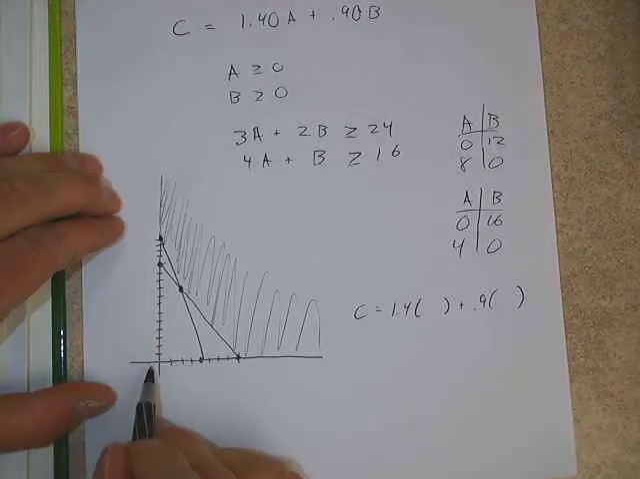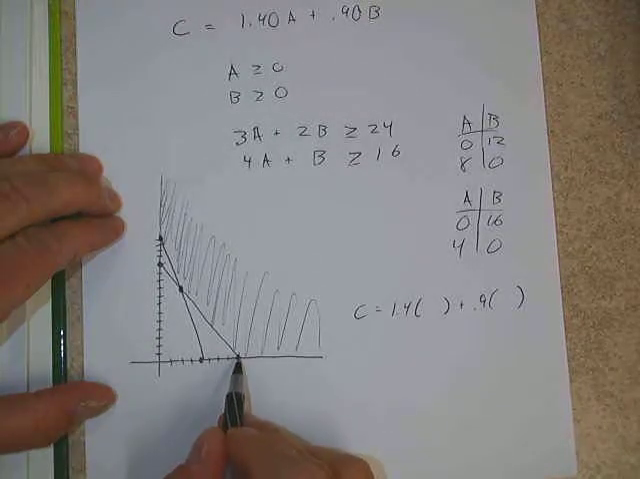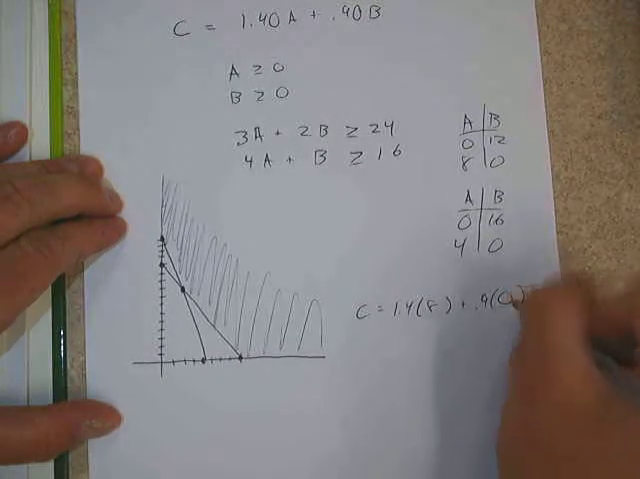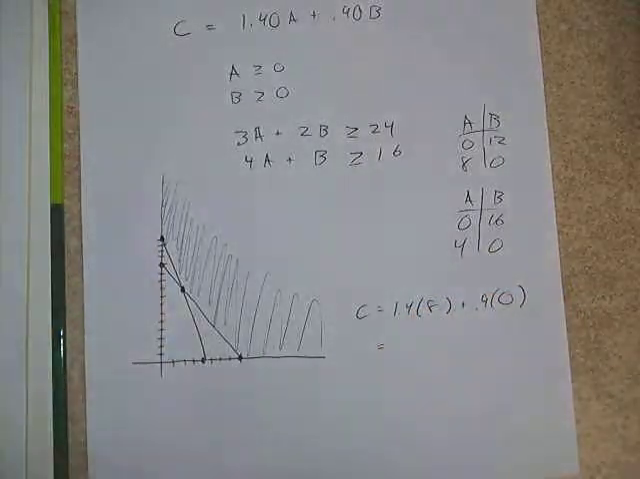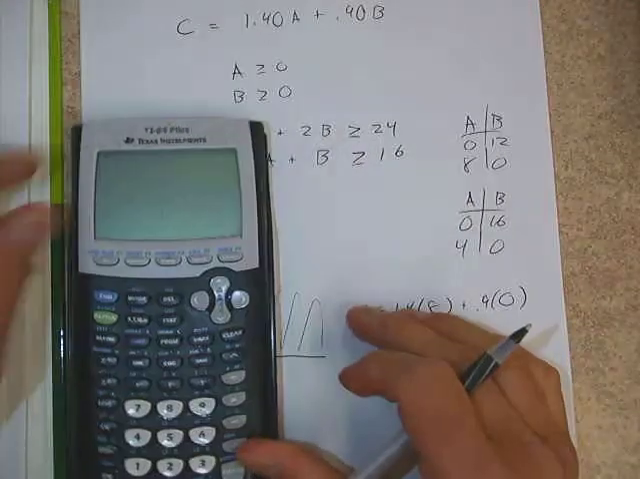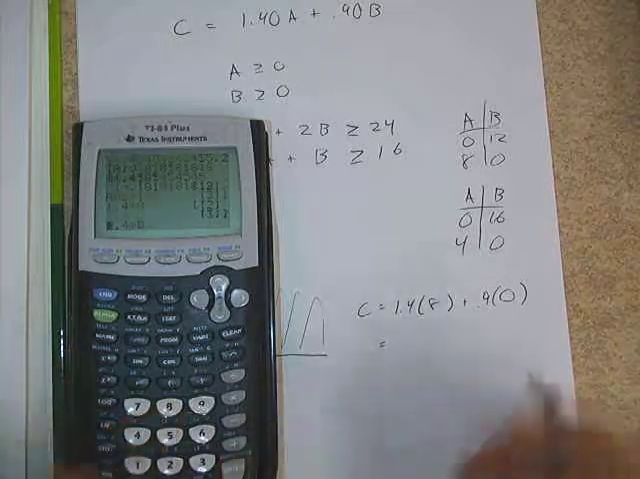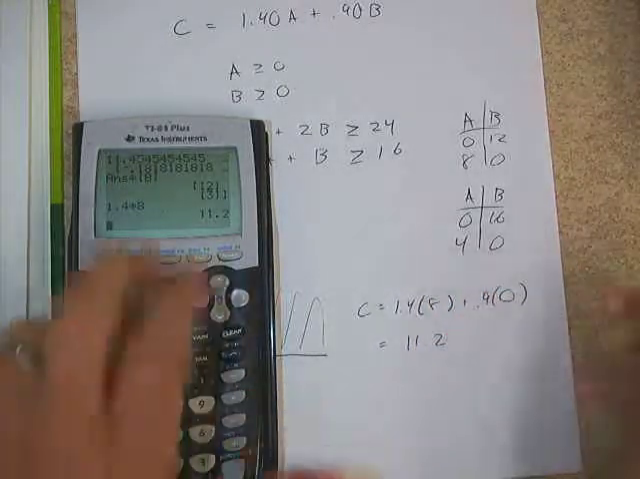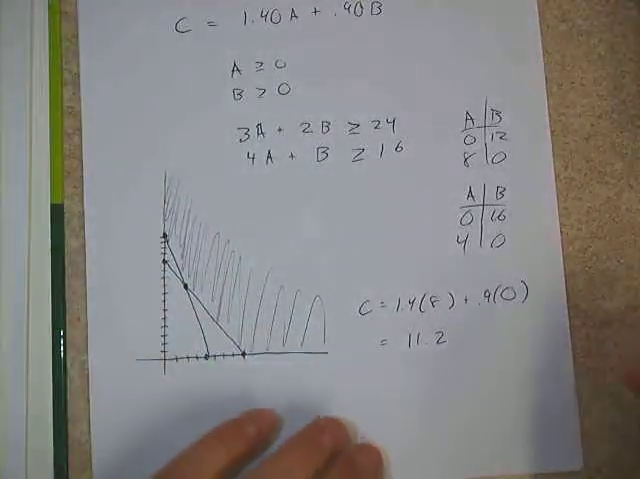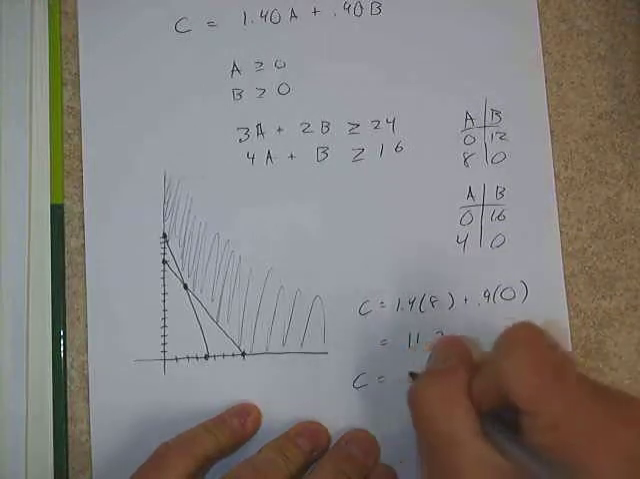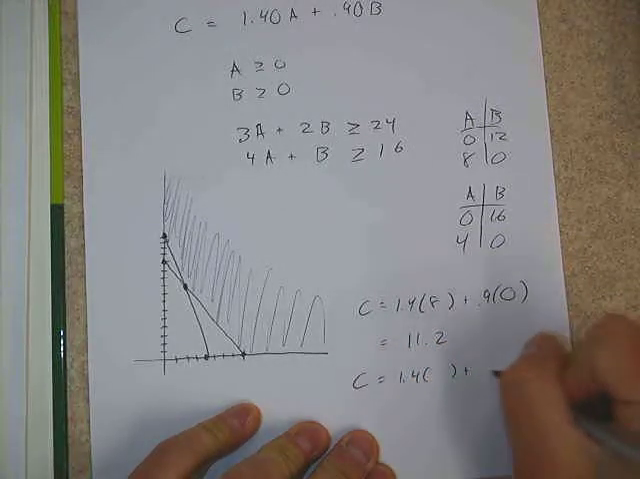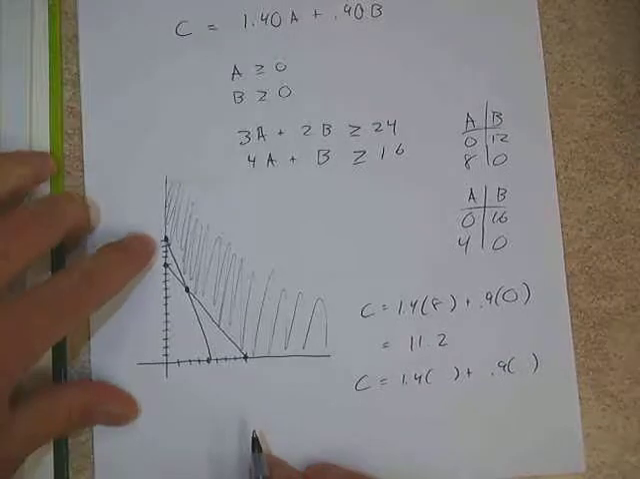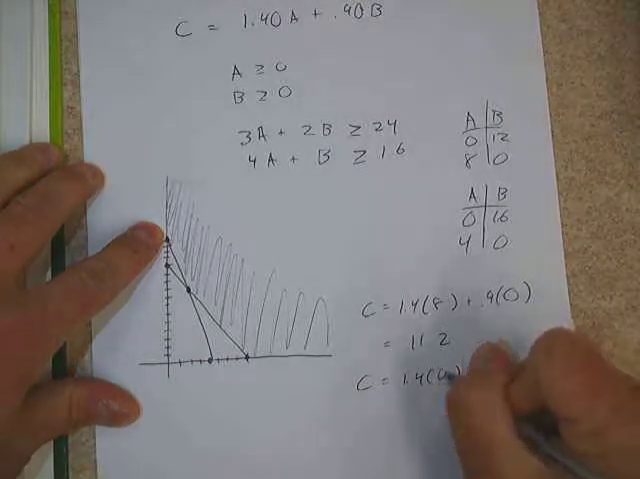So we got C equals 1.4 times blank and 0.9 times blank. Let's do the bottom one here first. We said that this was the 0.80. So if we do 80, and we do 1.4 times 8, we get 11.2. So 11.2 so far is our minimum cost.